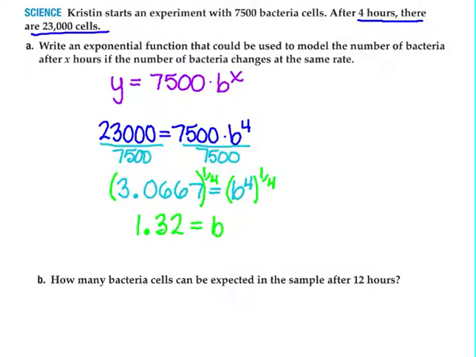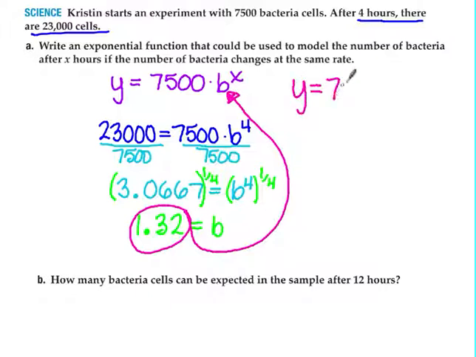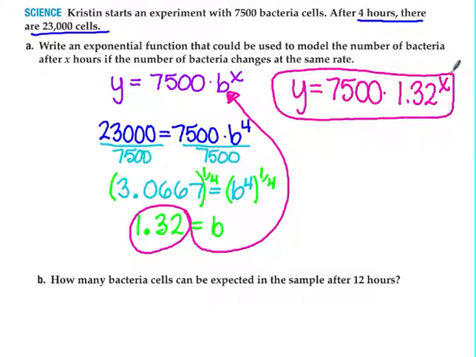So I'm going to plug that into my formula here that I started with. I'm going to take this number, and it's going to go right here. So my formula, Y equals 7,500 times 1.32 to the X power. No, you cannot combine the 7,500 and the 1.32. Okay, the 1.32 is the only thing that's raised to the X power. So that is going to be your formula.